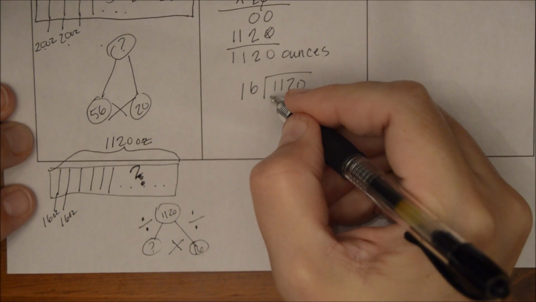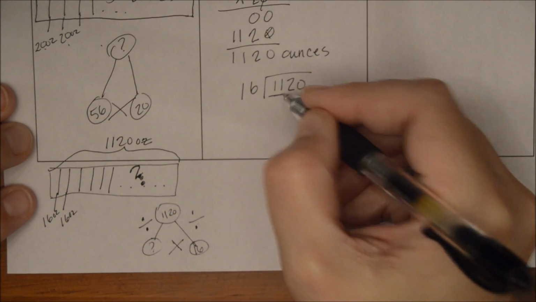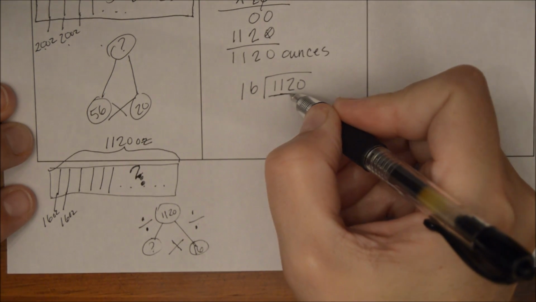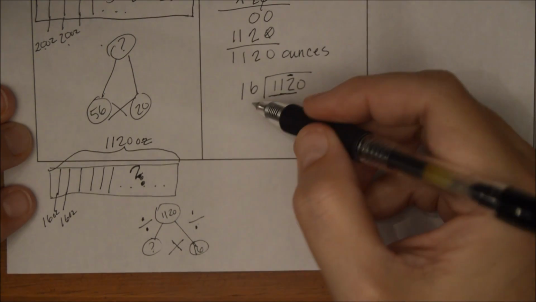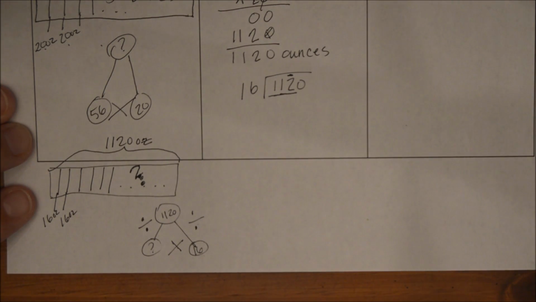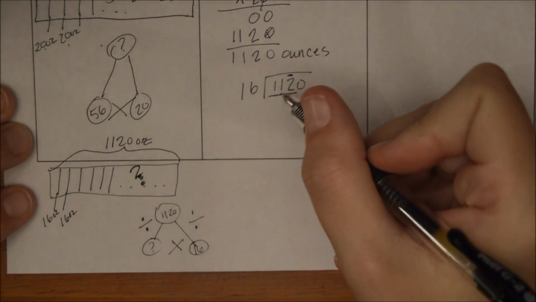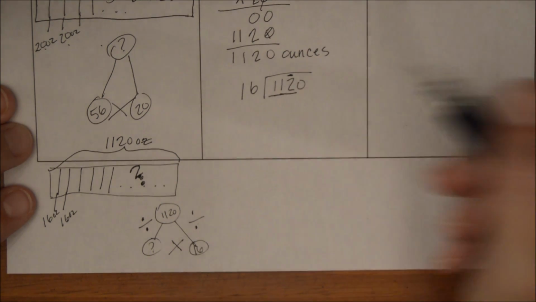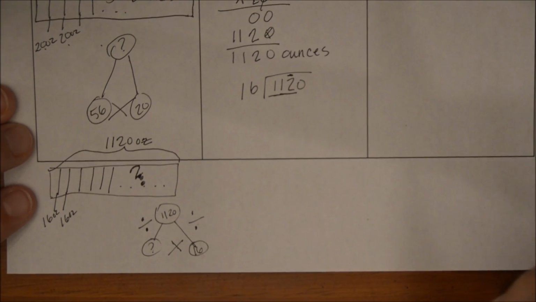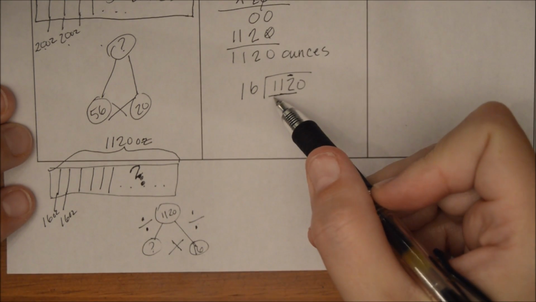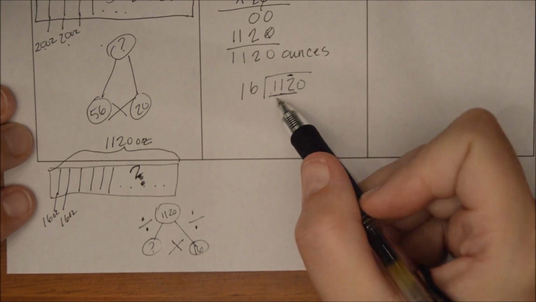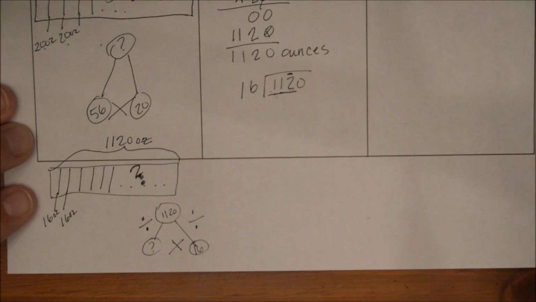16 cannot go into 1. 16 cannot go into 11. So we're going to go all the way to 112. So we're going to start right above there, okay? 16 will go into 112. How many times? Well, I'm going to round 16 to 20. That's a little high for me in that one, but that's what I'm going to do. And I know 20 goes into 100 5 times. So let's just start with that.